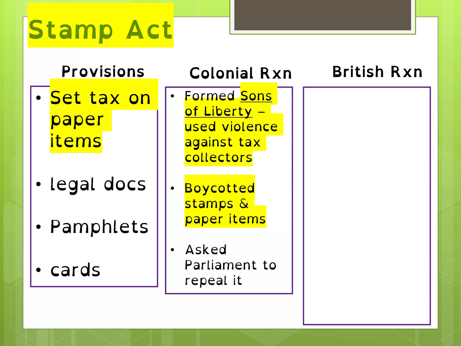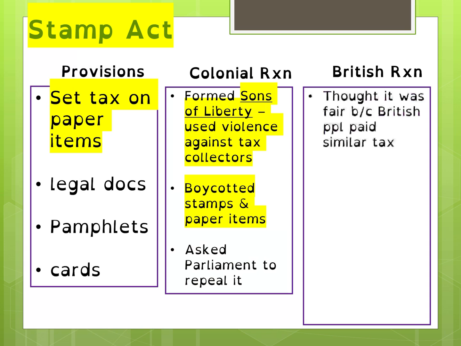The Americans sent over a group of people, including Benjamin Franklin, to ask Parliament to repeal the act, which means to get rid of it. So they tried diplomatic ways. They tried boycotting. They tried violence. They're trying a bunch of different ways to protest this, hoping that the British government will get rid of it.